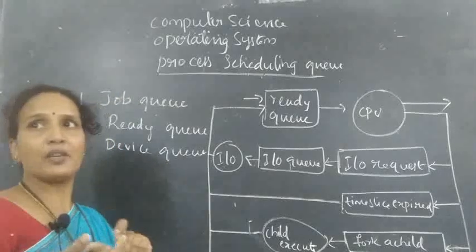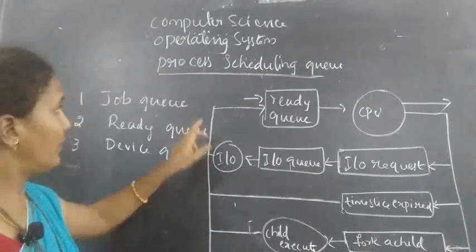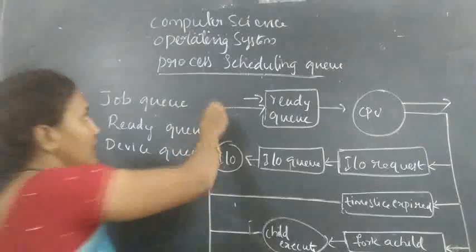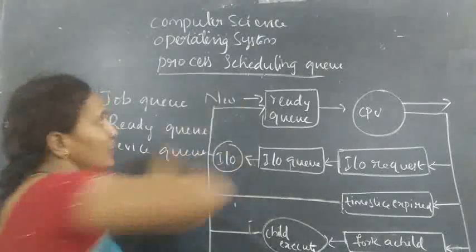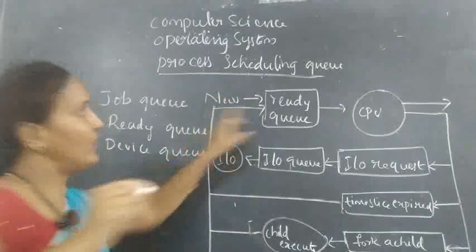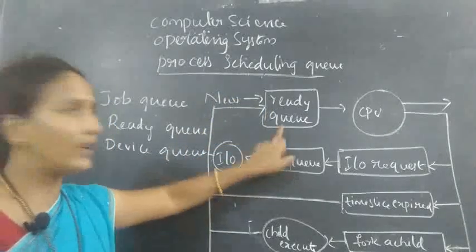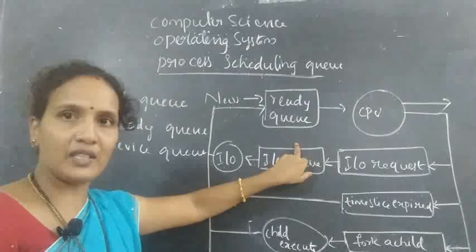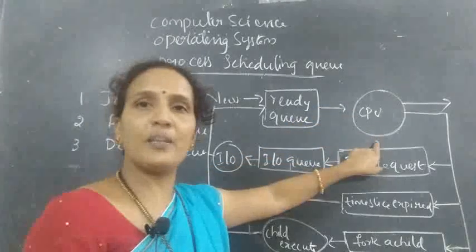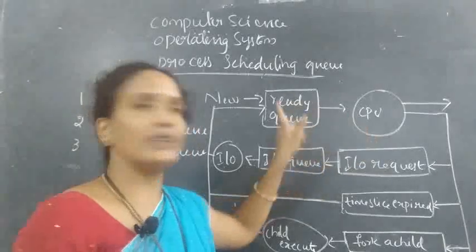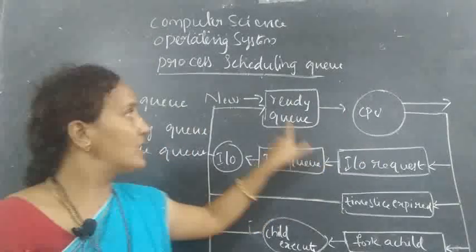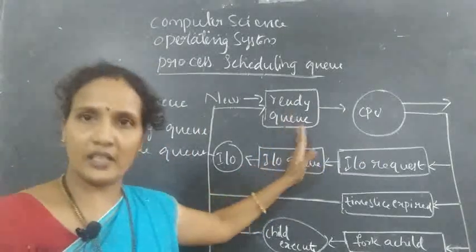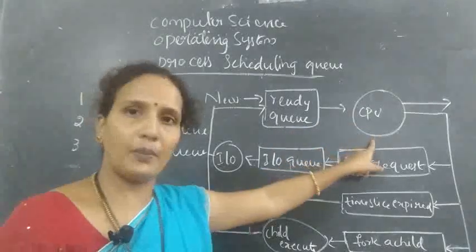So when any process is created, it is a new process. Then what happens? It will enter into a ready queue. Ready queue means the process is ready for program execution and it is waiting for the processor. Understood? Here the process is ready for the CPU, ready for execution, and it is waiting for the CPU.